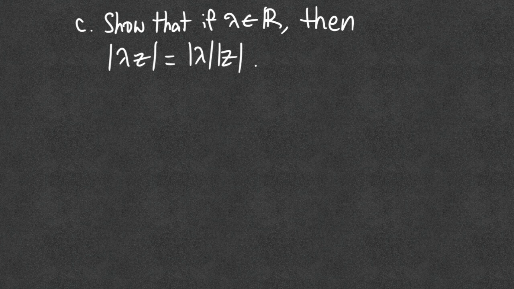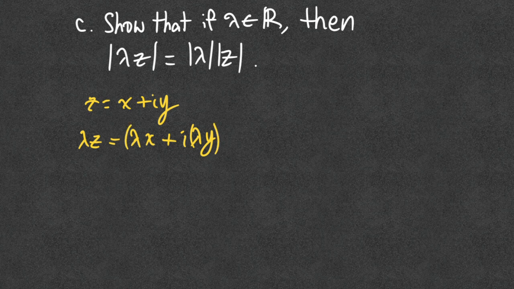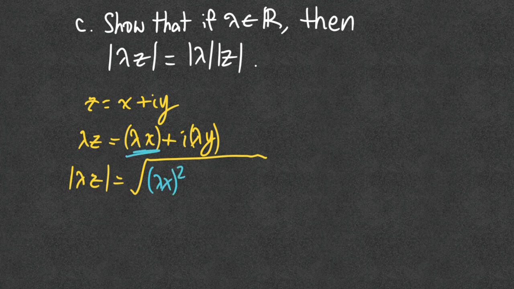Okay, so to do this, we're just going to do it straight from the definition. So we're going to, again, go ahead and let z be x plus iy. And the complex field has scalar multiplication very simply defined as distributing lambda to the real and imaginary parts. So we have lambda x as the real part, and we have lambda y as the imaginary part, which means that the modulus of lambda z, by definition, is going to be the square root of this real part squared, plus the imaginary part squared.